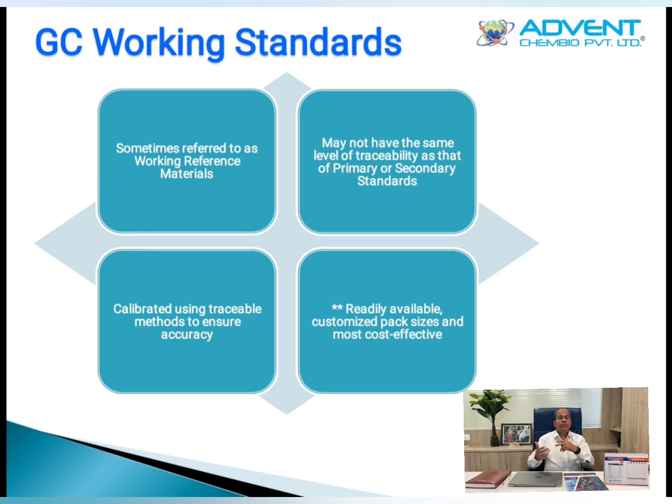Third is the GC working standards, sometimes referred to as GC working reference materials. They may not have the same level of traceability as that of primary or secondary standards, but they are calibrated using traceable methods to ensure their accuracy. They are most cost effective, available in customized pack sizes and readily accessible compared to primary and secondary GC standards.